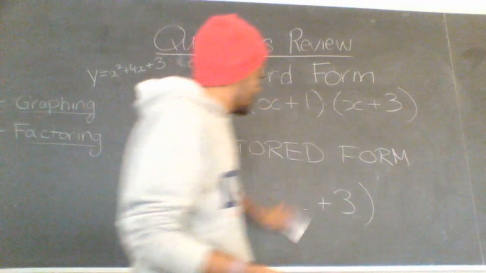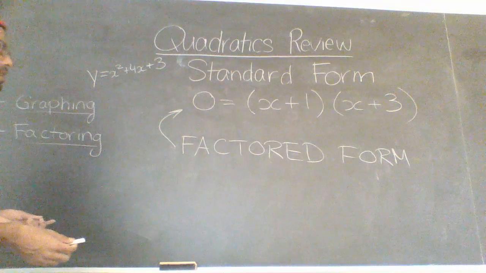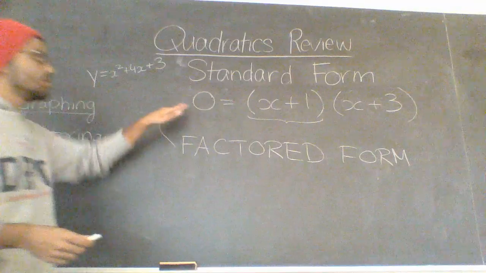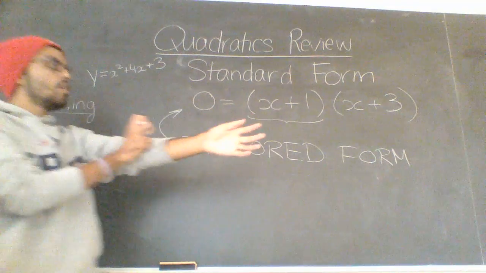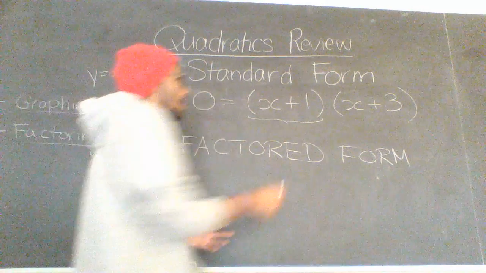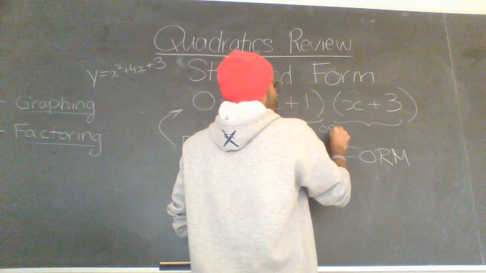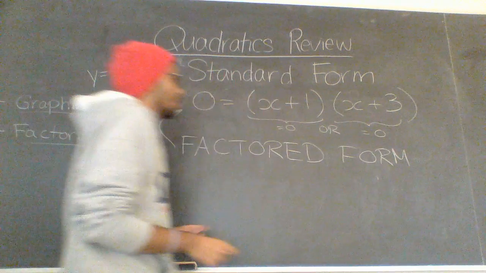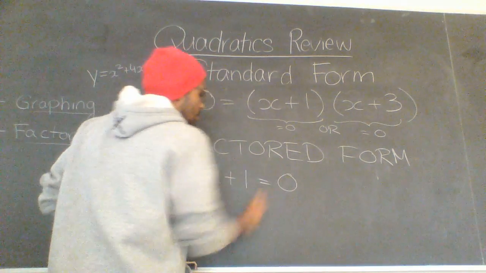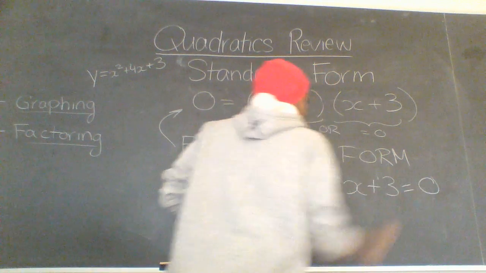Your last step is simply to tell me what your x values are. So for this statement to be true, 0 equals something times something. One of those somethings must be 0. It doesn't matter which one, but one of them has to be. So either x plus 1 equals 0, or x plus 3 equals 0.